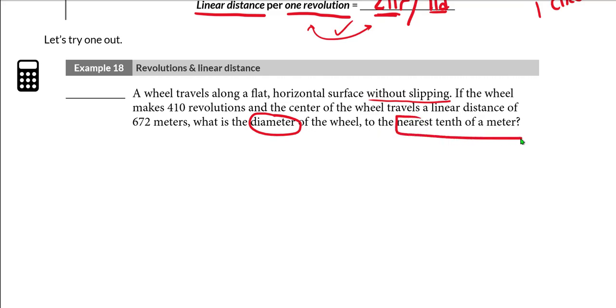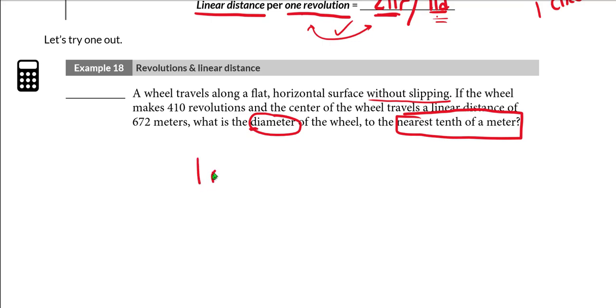I'm going to box this because we do have to round here. Nearest 1/10 of a meter. There's multiple ways that we could do this question, but I will tell you probably the easiest way is to set up a proportion. Remember that we know that 1 revolution is equal to 2 pi r or pi d. I'm actually going to be using the pi d formula here since we need the diameter.